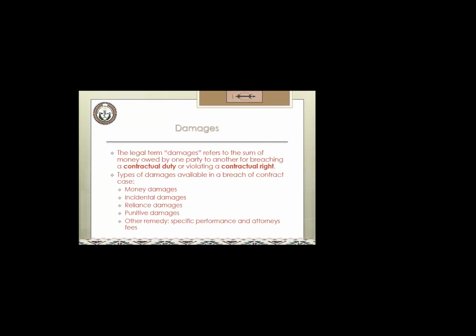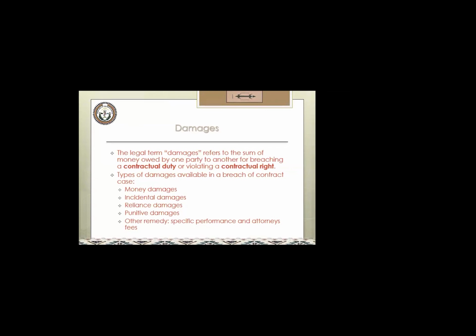And we talked about damages. Let's assume there's a breach of contract. Well, what are you looking for to rectify the breach? That's what we call damages. Damages is basically a sum of money owed by one party to another for breaching a contractual duty or violating a contractual right. And there are different types of damages depending on the nature of the breach and the circumstances of the case.